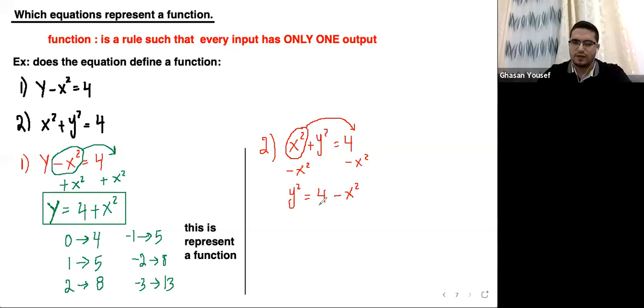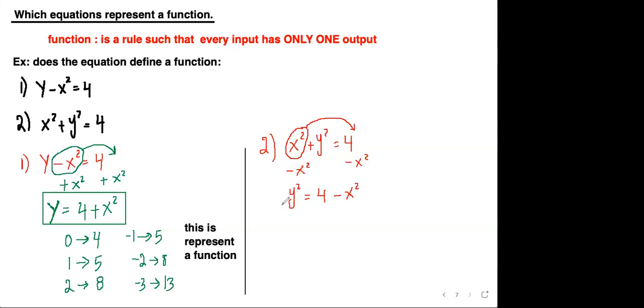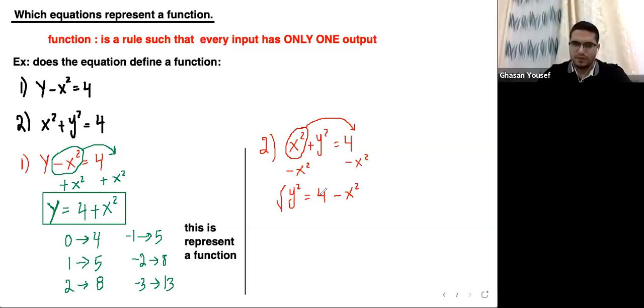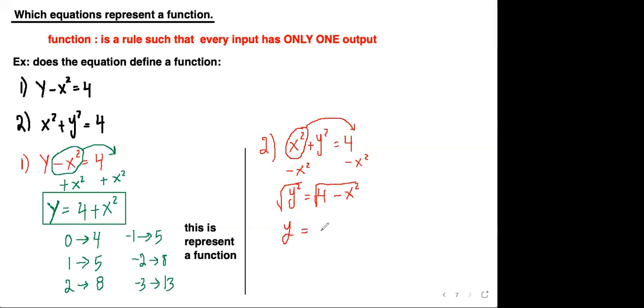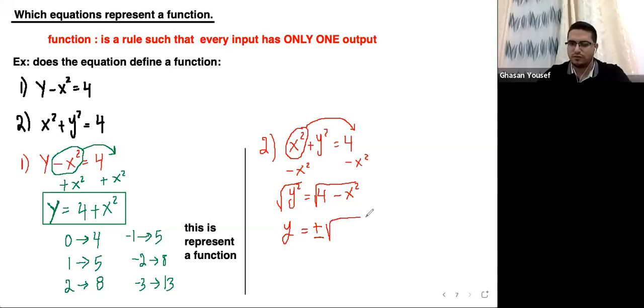Now what should I do? Square root of both sides. Exactly. Taking the square root of both sides, I get y equal what? Plus or minus. Exactly, plus and minus. You don't have to forget the plus and minus. Now, as I see here, every input has 2 outputs. The first output is positive and the second output is negative.